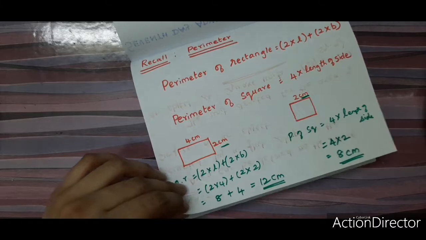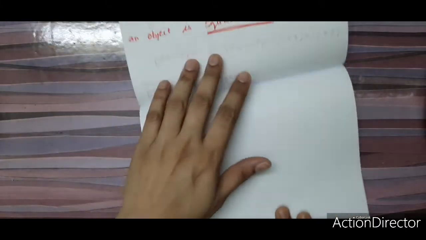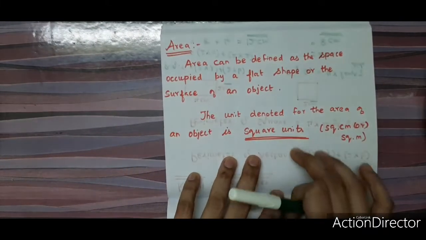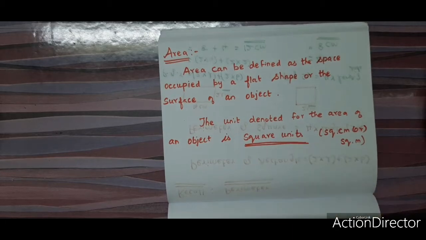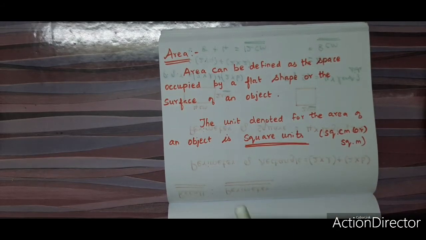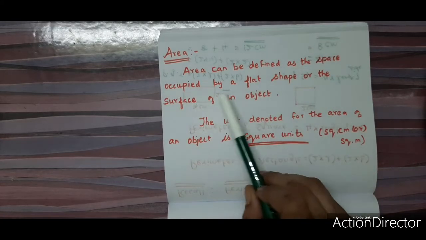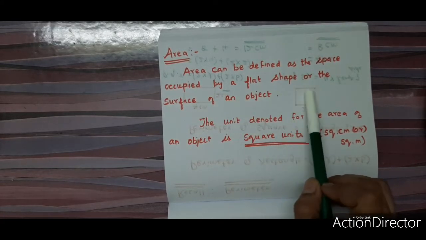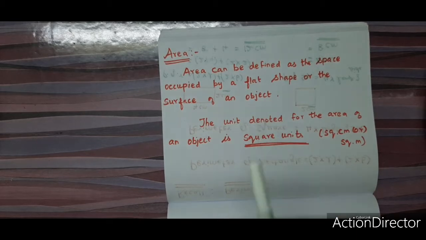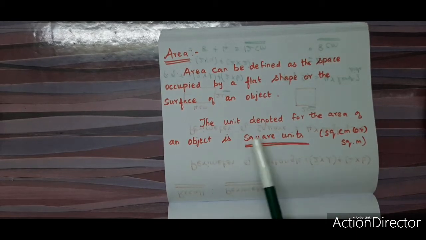Now today we are going to learn about area. What is area? Normally we will say area means a particular place. Area can be defined as the space occupied by a flat shape or the surface of an object. The unit denoted for the area of an object is square units.